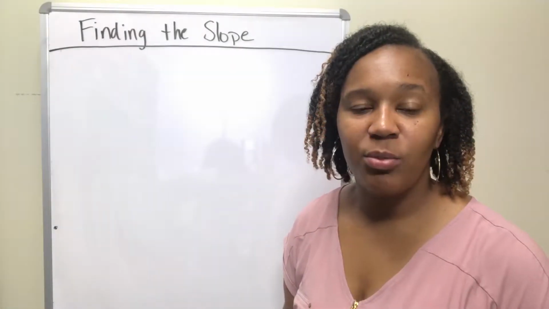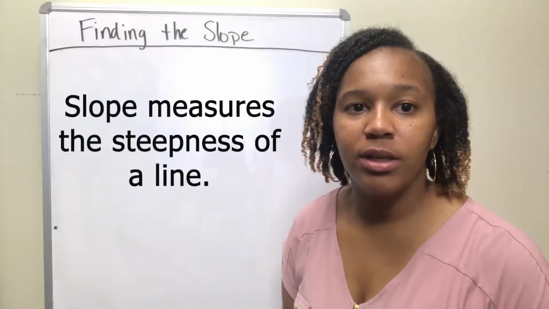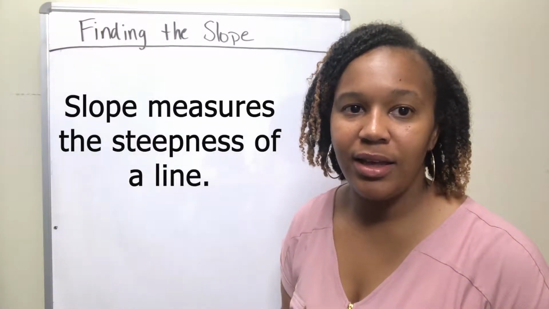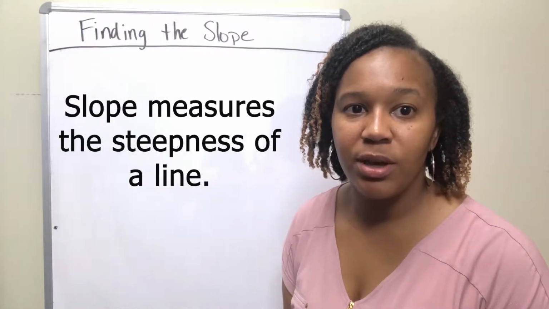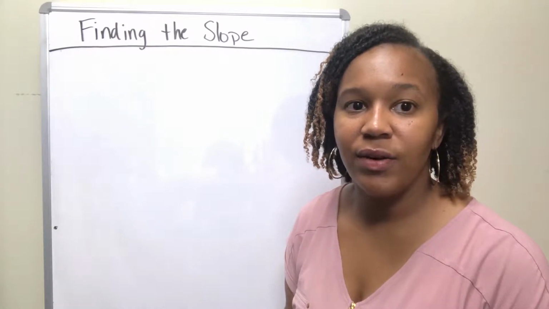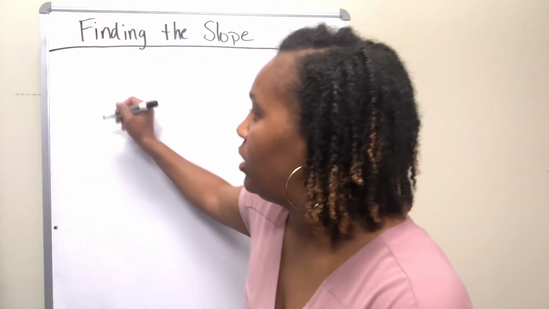How do you find the slope of a line? So recall that slope measures how steep a line is. And so there are a few ways you can measure how steep a line is. And so the first thing we're going to talk about is what the slope actually equals.